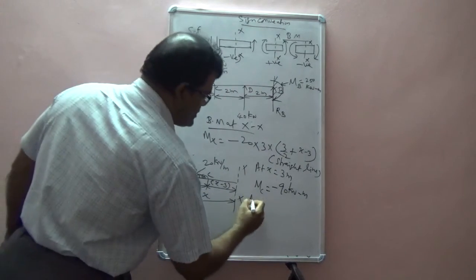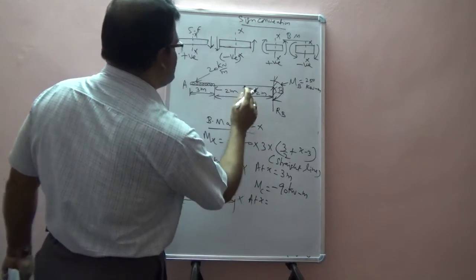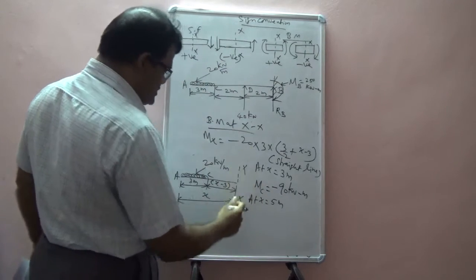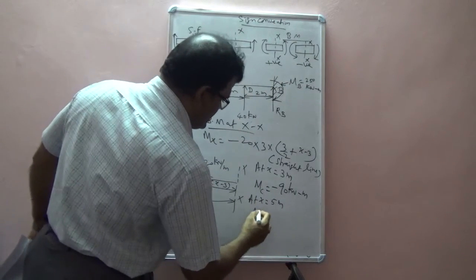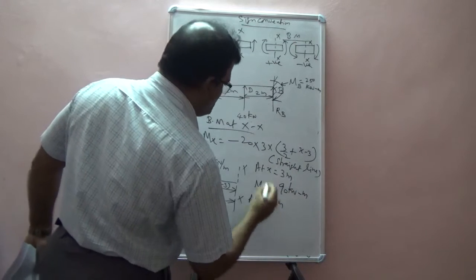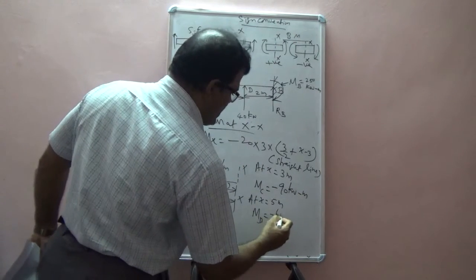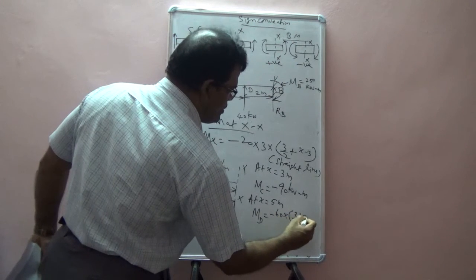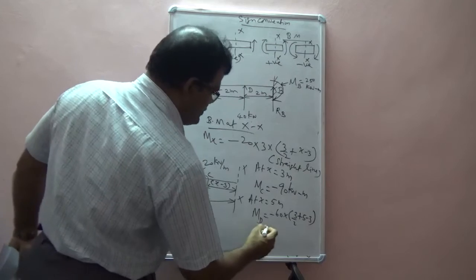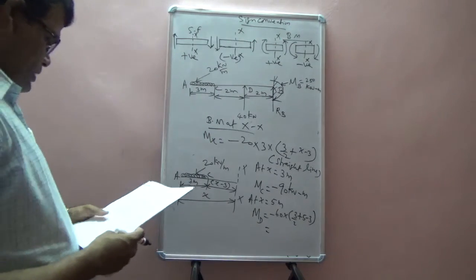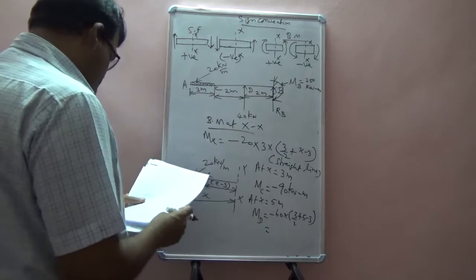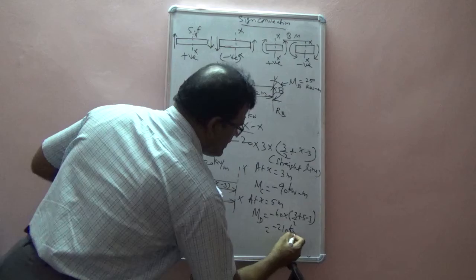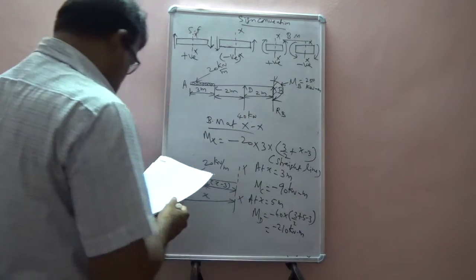Okay, now at x equal to, what is this distance, 5 meter, 3 plus 2, because we consider section CD, so 5 meter. That indicates MD will be equal to minus 60 multiplied by 3 by 2 plus 5 minus 3. Therefore MD is equal to minus 210 kilonewton meter. Please calculate this to get the value.